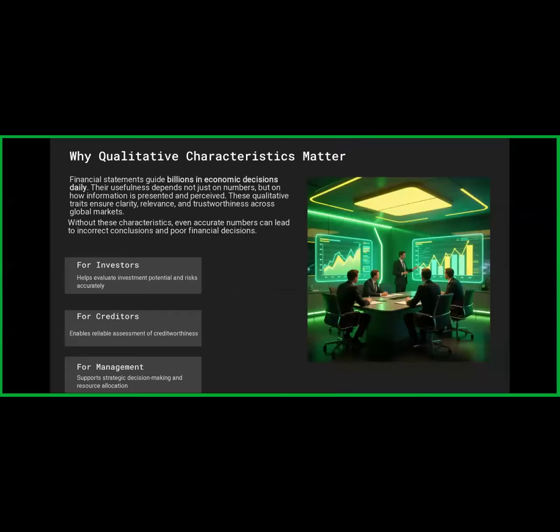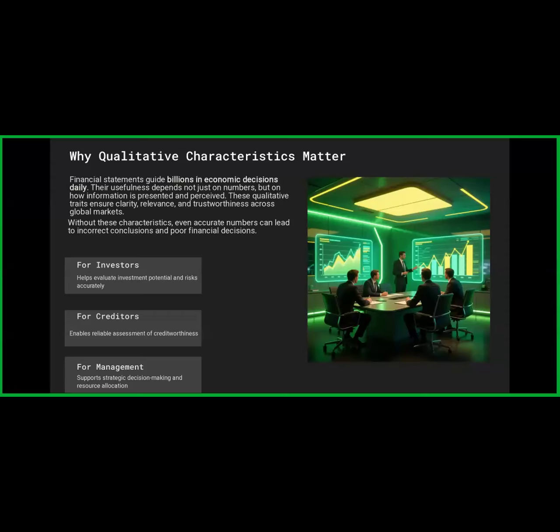Now, why do the qualitative characteristics of any financial statement matter? Why must these features be there in the financial statements? Because the financial statements guide billions in economic decisions. There are billions of investors who refer to these financial statements to invest their hard-earned money, as in the subject of security analysis and portfolio management.